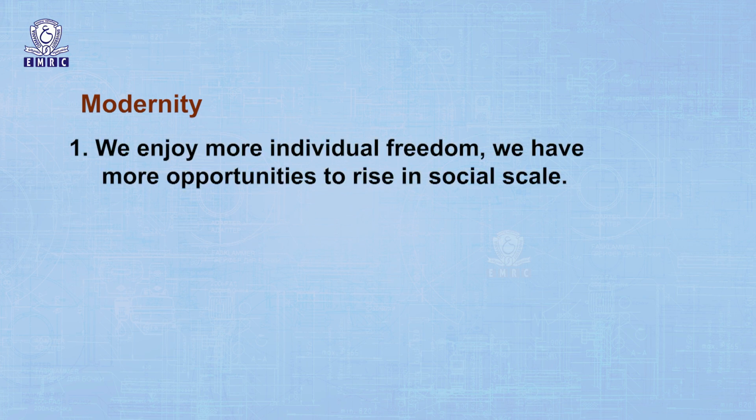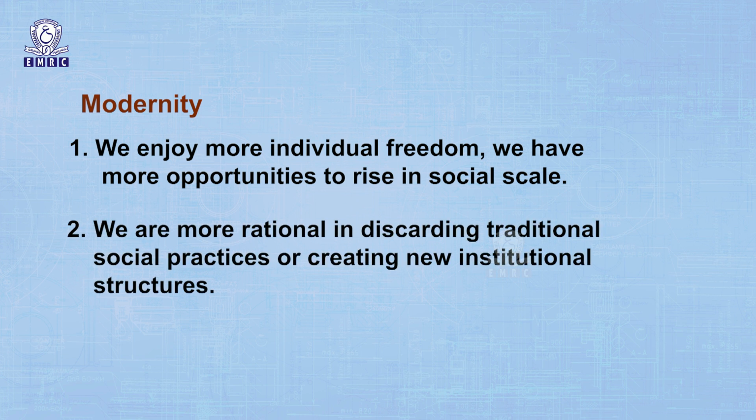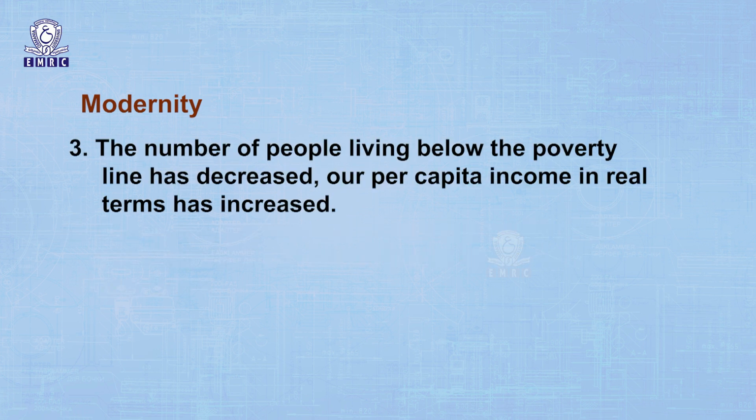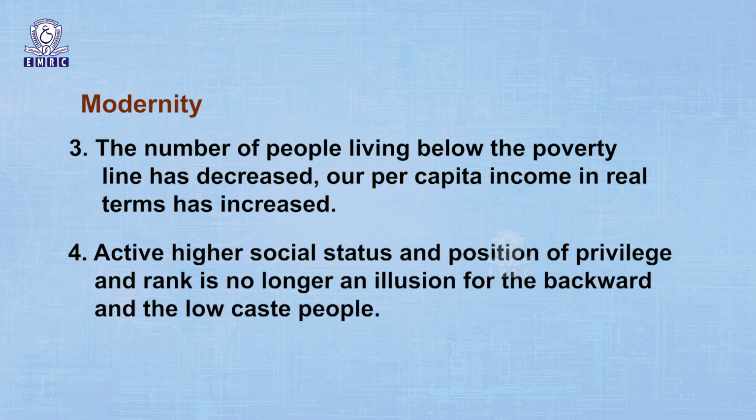1. We enjoy more individual freedom. We have more opportunity to rise in the social scale. 2. We are more rational in discarding traditional social practices or creating new institutional structures. 3. The number of people living below the poverty line has decreased. Our per capita income in real terms has increased. 4. Achieving higher social status and position of privilege and rank is no longer an illusion for the backward and the low caste people.